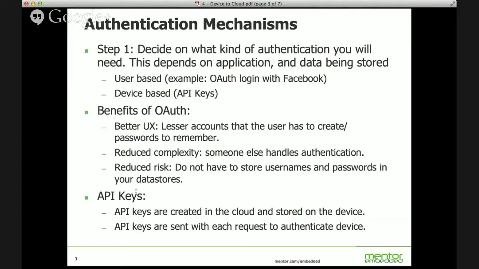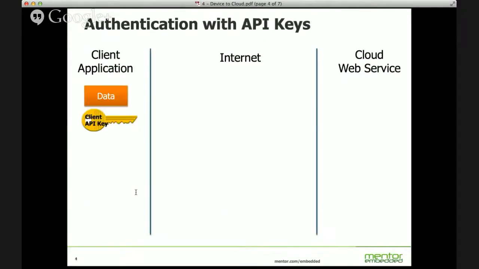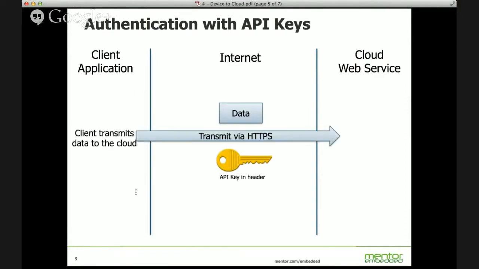So HTTP is request and response based. API keys are sent with each request to authenticate the device. If you look at this from a high level, from a sequence perspective, you have your client application with some data that it needs to send out. It's sending it over the internet to this cloud web service.